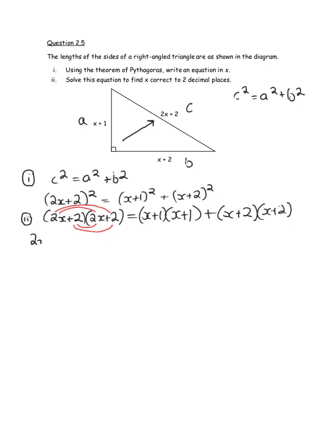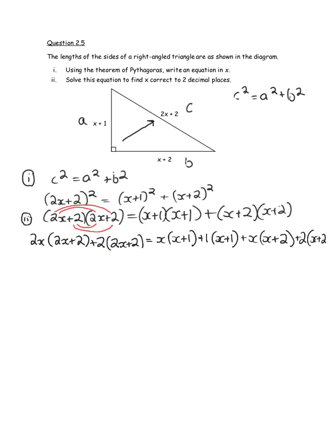So we'll have 2x, and we're going to multiply that by 2x plus 2, and we'd have plus 2, and that's going to be by 2x plus 2. That's equal to x times x plus 1, and plus 1 times x plus 1, plus x times x plus 2, plus 2x plus 2. And then the last thing we have to do is just multiply these out the bracket. So there's two ways.